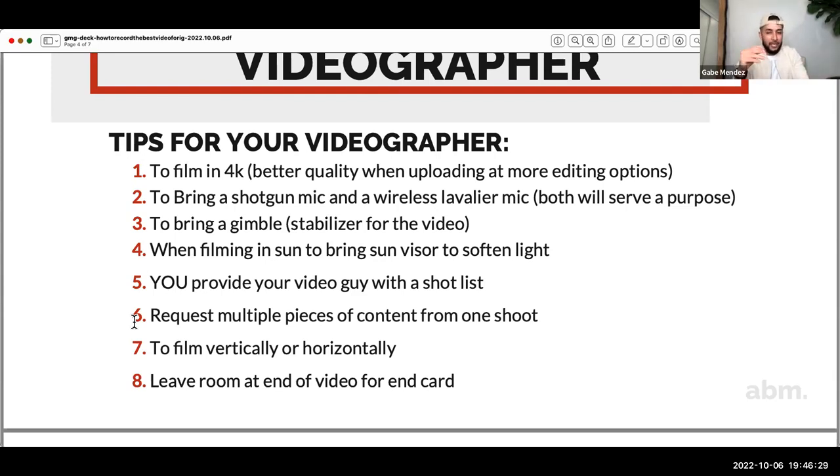You want that shotgun mic and you want him to have a lavalier mic every time he goes to film you, he or she. Tell him to bring a gimbal. This is a stabilizer for the video. So you guys can see this right here on my other phone that I have. This one doesn't have it. Here, this is like a handheld, but the gimbal is an automatic stabilizer for the video. So when your guy is running around, he's going up and down, it stabilizes the video the entire time so it stays smooth. You want them to have a gimbal.